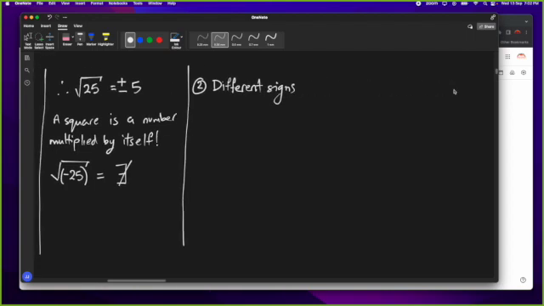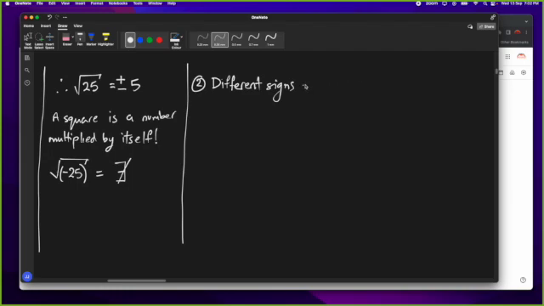When you're multiplying or dividing different signs, your answer will be negative. So the only way you could get a negative 25 inside of here is if you multiply 5 multiplied by negative 5. That is the only way you'll get negative 25. These are not the same numbers, so this is not a square. And so therefore you cannot find the square root of that.